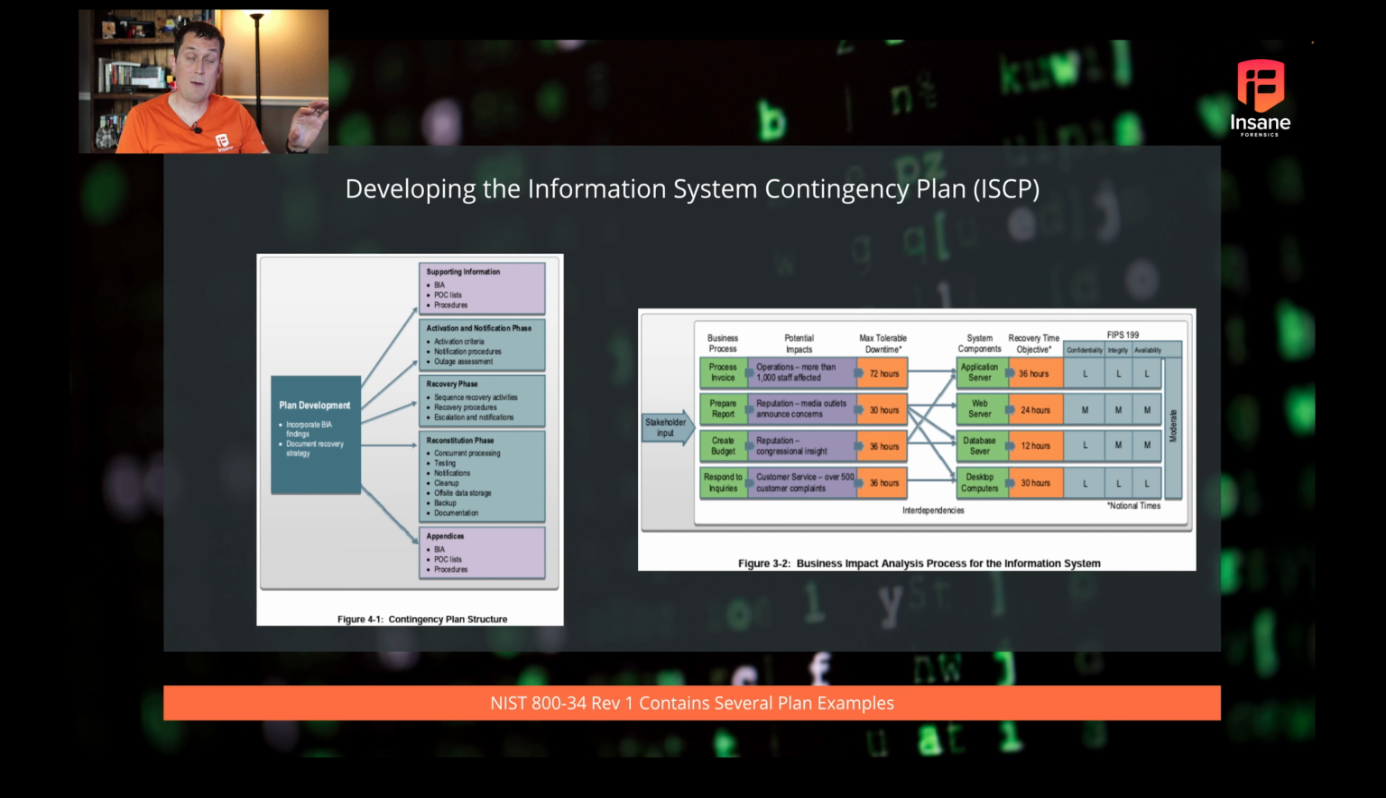That BIA, why we talked through it so long in this video, if that BIA, again, isn't accurate, then it's going to be a cascading effect to where this plan might not be as valuable when you actually get into the meat of it, right? And so, again, NIST 800-34 Rev 1 contains several plan examples. And again, true to NIST documents, they do a good job of being very granular, very verbose, providing really helpful things there.